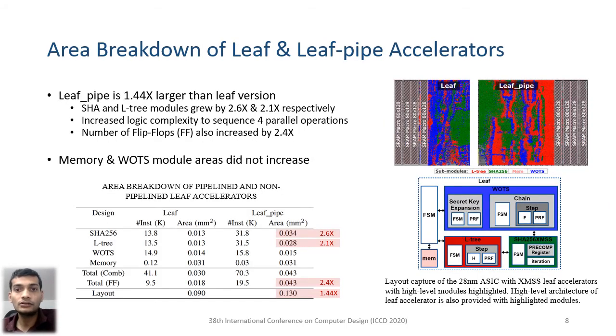The layout capture on the right shows the placement of various modules in the Leaf accelerators. The LeafPipe accelerator is approximately 1.4 times larger than the Leaf accelerator. While the area of the SHA and L3 modules in the LeafPipe accelerator increased by 2x, the area of memory and Watts modules did not change.